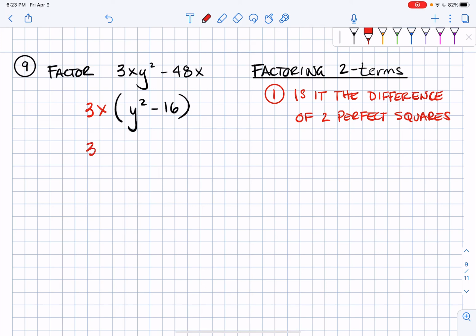So I'm going to have that 3x. And then this y squared minus 16 is going to be y minus 4 and y plus 4. So that is going to be choice A.